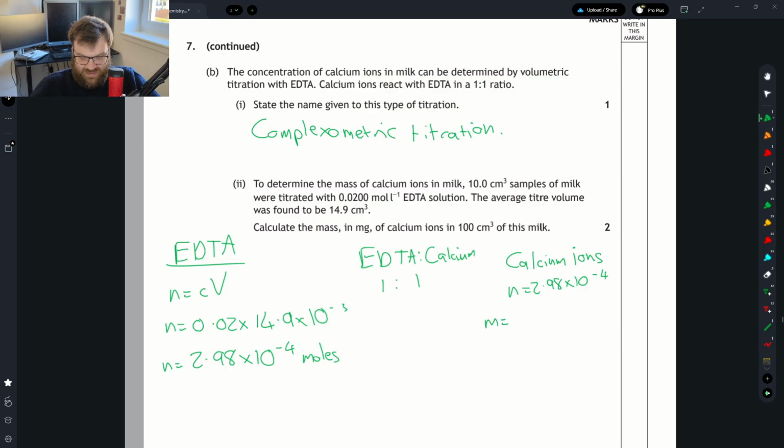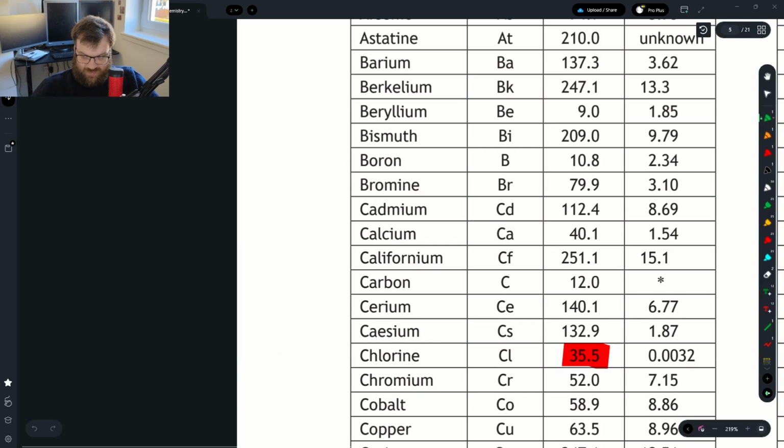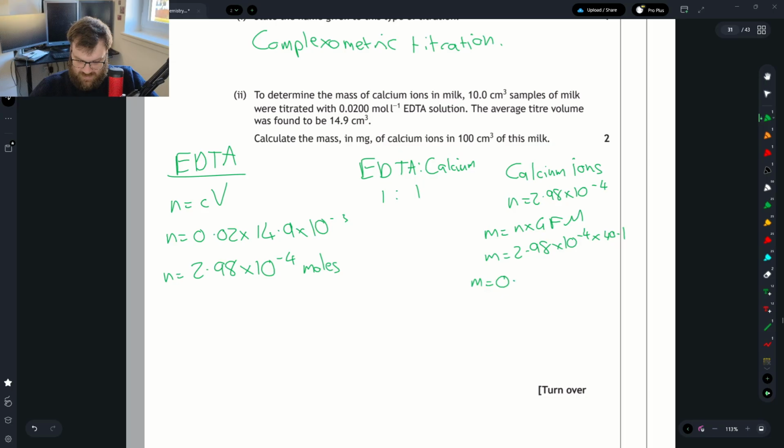We're asked about mass. So mass equals N times GFM. Mass equals that number times 40.1. That's 0.0119 grams. If we want that in milligrams, we're going to times by 1,000 because there's 1,000 milligrams in 1 gram. That'll give you 11.9 milligrams. Check if there's anything else we've missed.